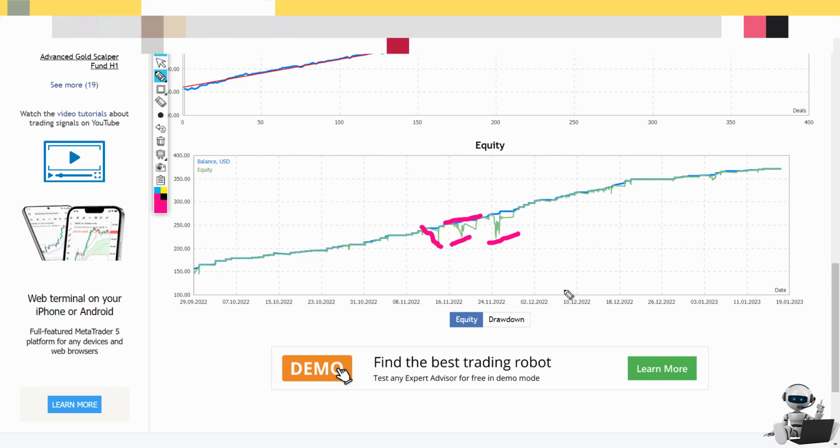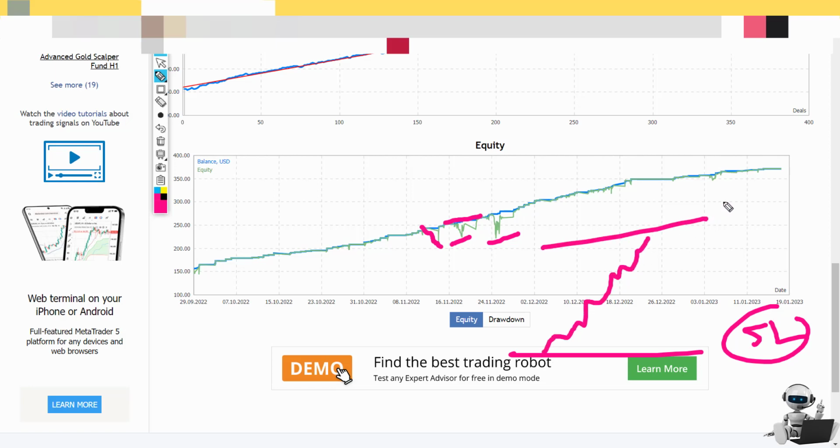Maybe the EA uses stop loss, but the stop loss is a little bit high. So what will happen is it will wait until the price pulls back to a certain point and then close, and probably break even or close at some loss. So that's why we have this chart looking like this.